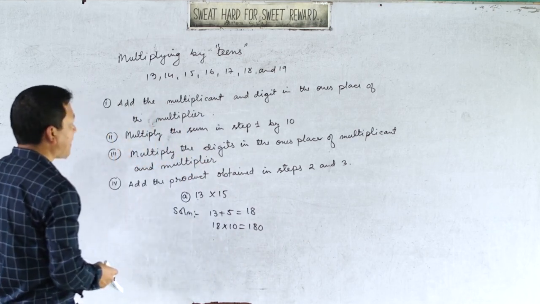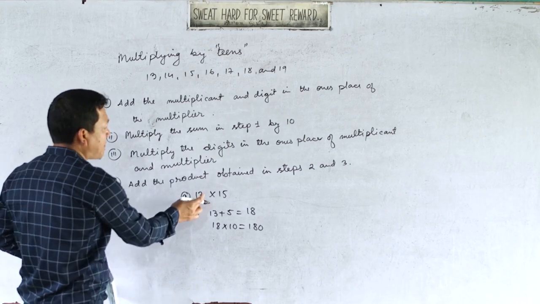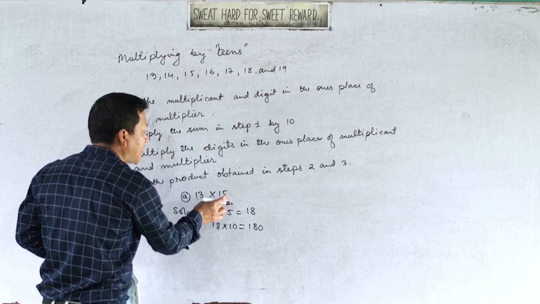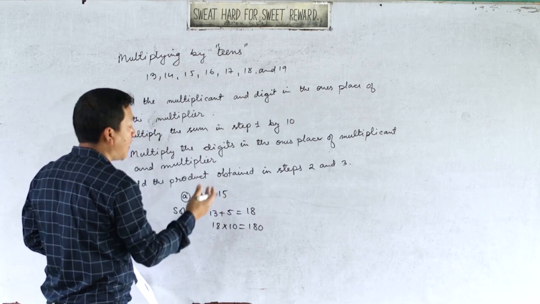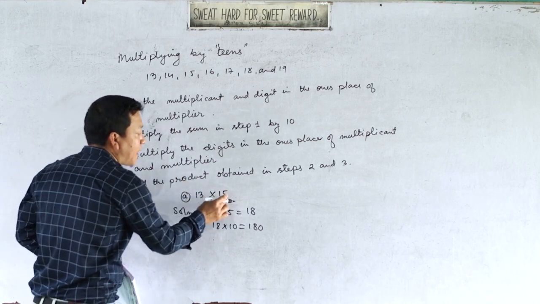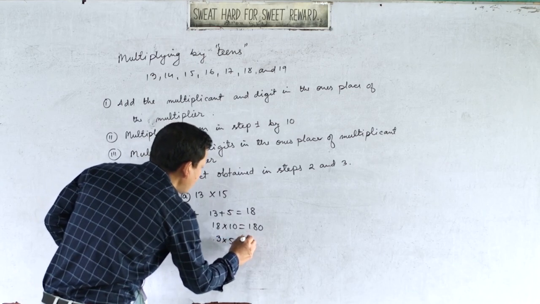Then third step, multiply the digit in the ones place of multiplicand and multiplier. Ones place of the multiplicand is 3, of the multiplier is 5. 3 into 5 = 15.